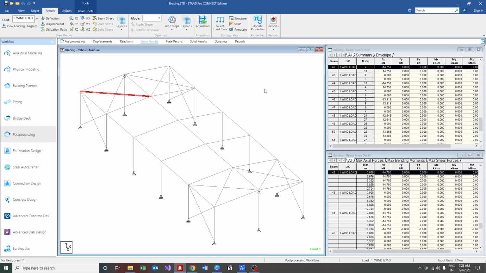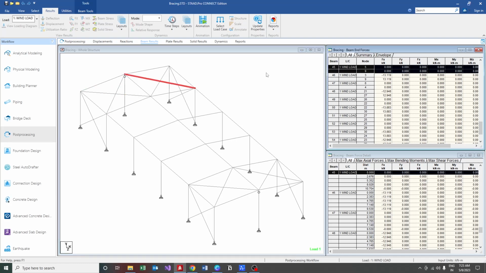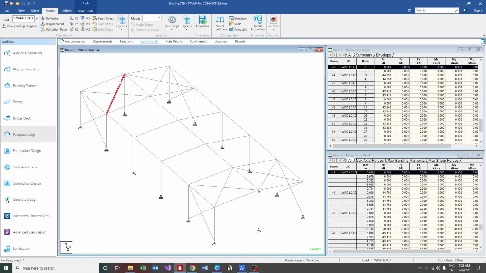So 14.75. And as we have mentioned in the behavior of bracing, this particular bracing should not carry any forces, so they should buckle away. As you see, they don't carry any forces, or they are inactive for the applied load. So only this pair of bracing is active, and all the values are matching with our manual calculation.